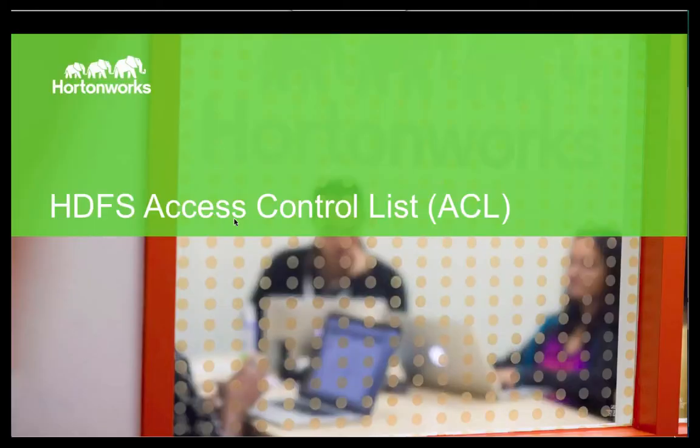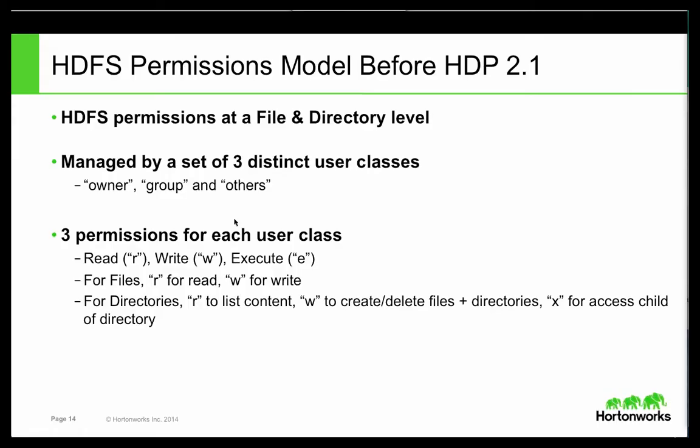The next one is HDFS access control lists. We all know that the permission model for HDFS before HDP 2.1 is based on POSIX.